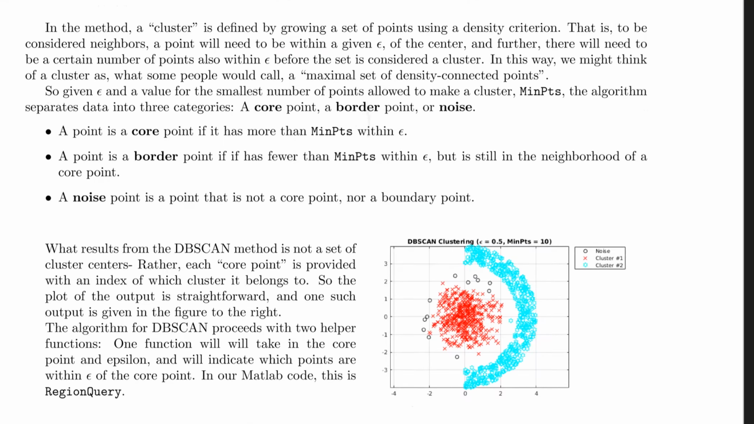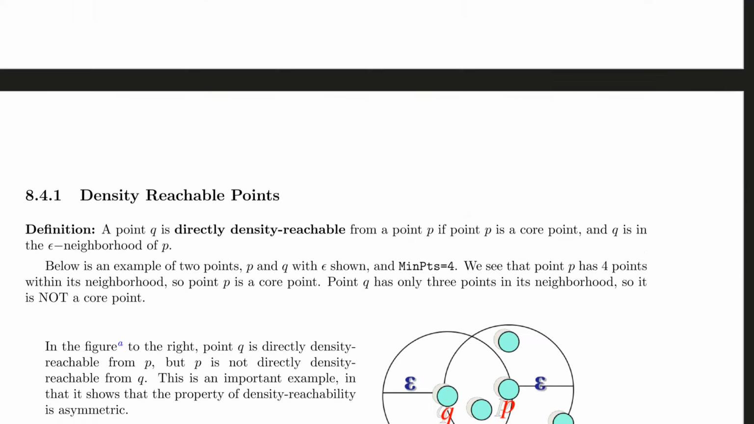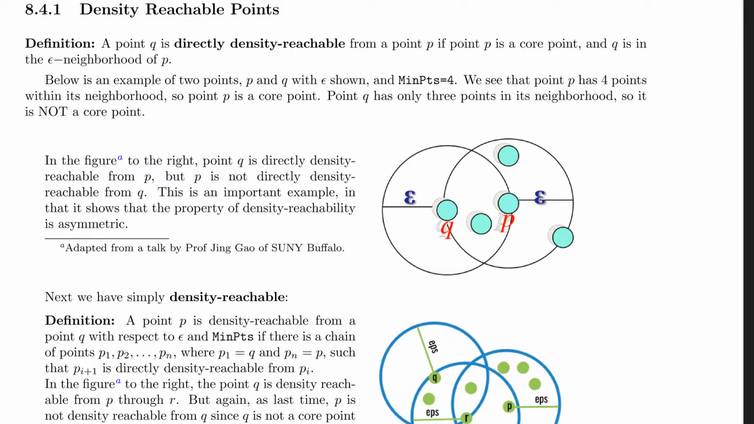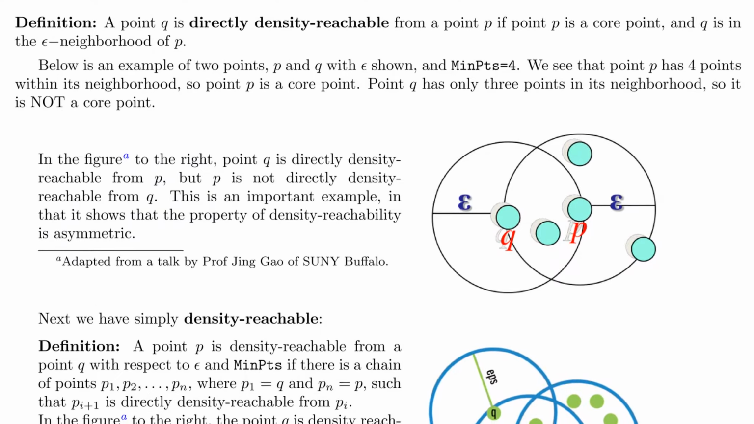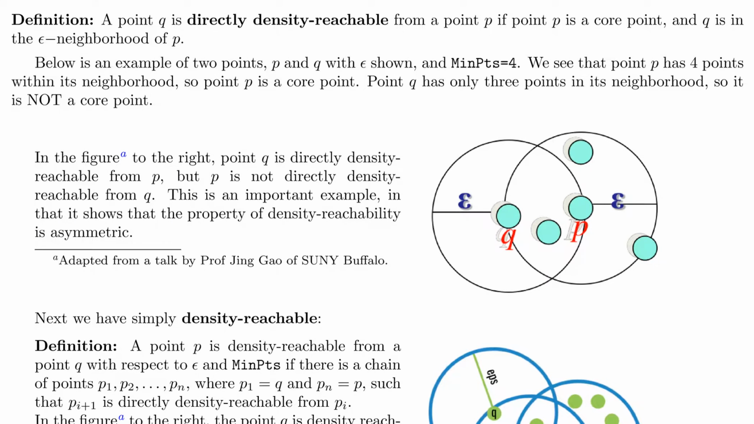If I can get the page to flip, where is it? Density reachable points. Good. So let me expand this out to fill the window here. A point Q is directly density reachable from a point P if point P is core, that's important, and Q is in the neighborhood of P. In this figure I wanted to emphasize that min points is equal to 4, and whatever epsilon is.